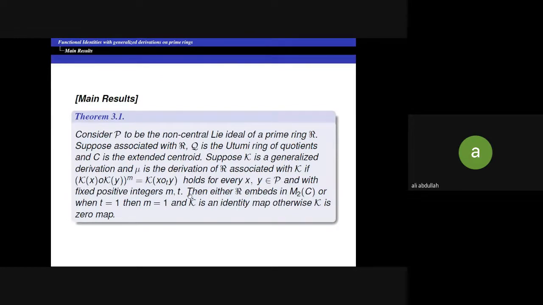with positive integers m and t, then we come up with the conclusion that R either embeds in M2 over C, or when t equals 1, then m equals 1, and K is the identity map, otherwise K is a zero map. Some parallel theorems are also studied.